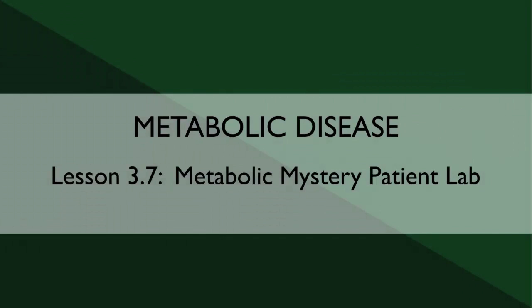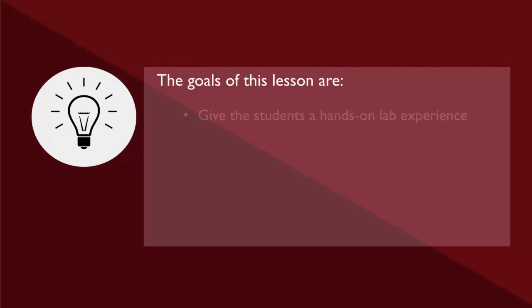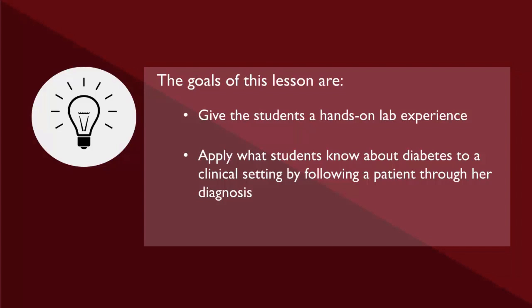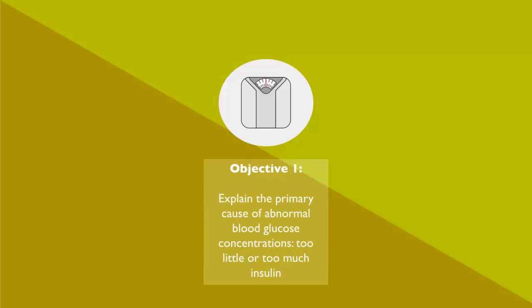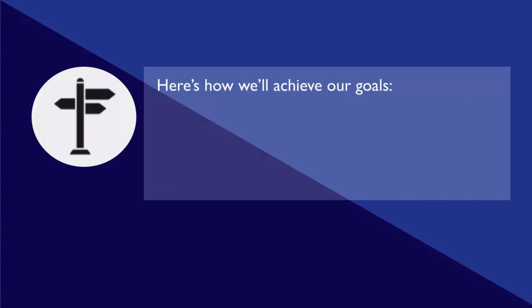Lesson 3.7, the Metabolic Mystery Patient Lab. The goals of this lesson are to give students a hands-on lab experience and to apply what students know about diabetes to a clinical setting by following a patient through her diagnosis. At the end of this lesson, students should be able to explain the primary cause of abnormal blood glucose concentrations, too little or too much insulin. We'll achieve these goals by having students complete a laboratory activity.